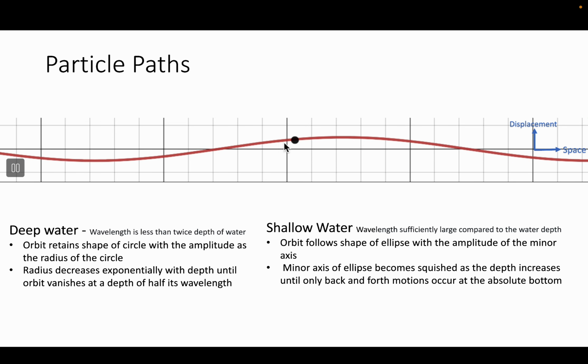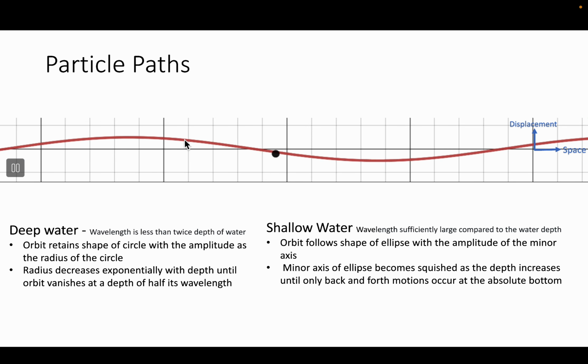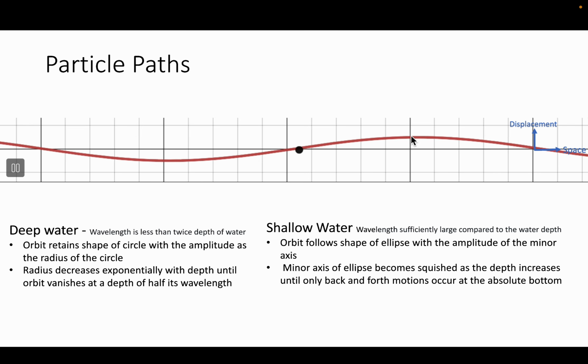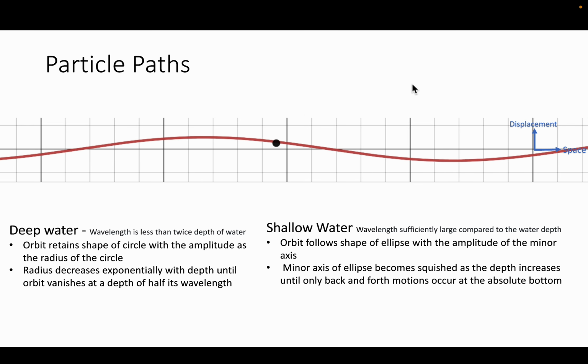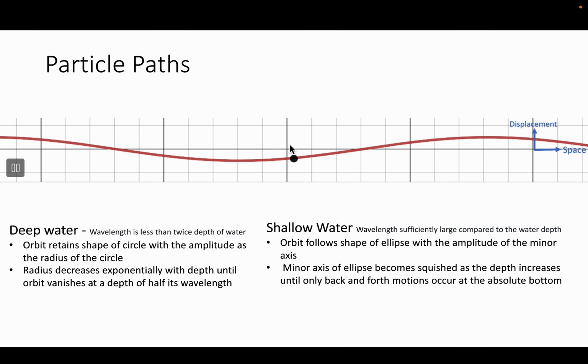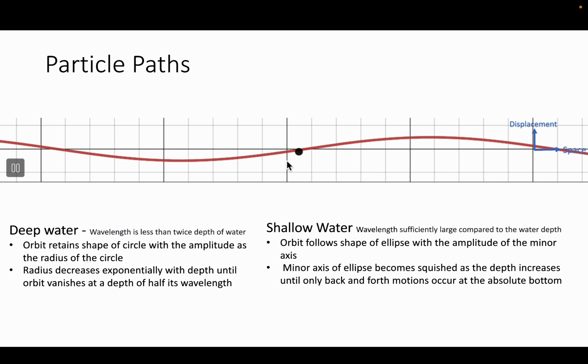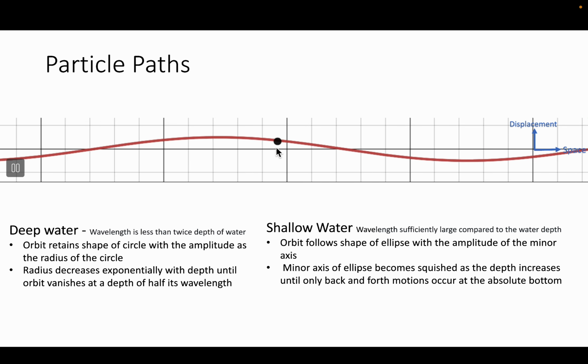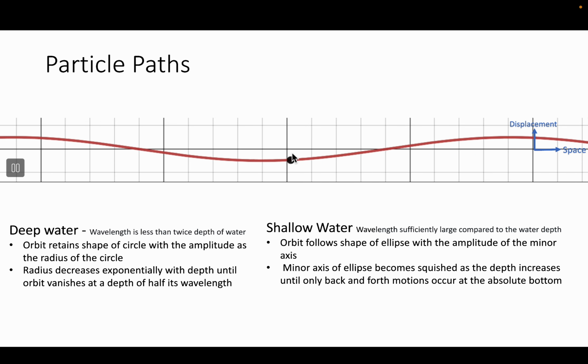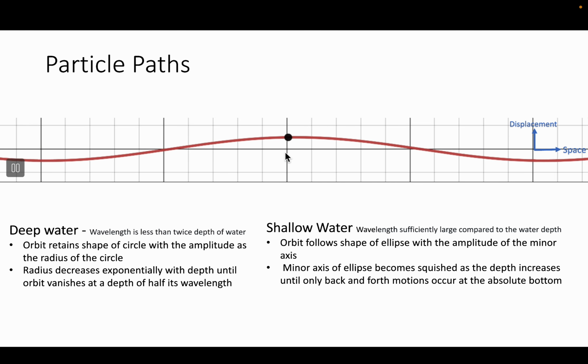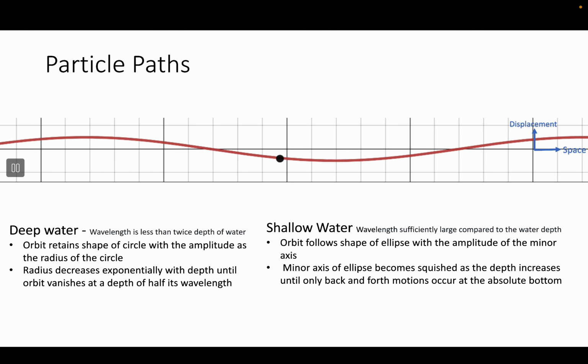Keep in mind that the wave energy is propagating to the right in this case, but these little particles of water are just doing this orbital motion. And when we're riding our foils, we've got to kind of differentiate the two.